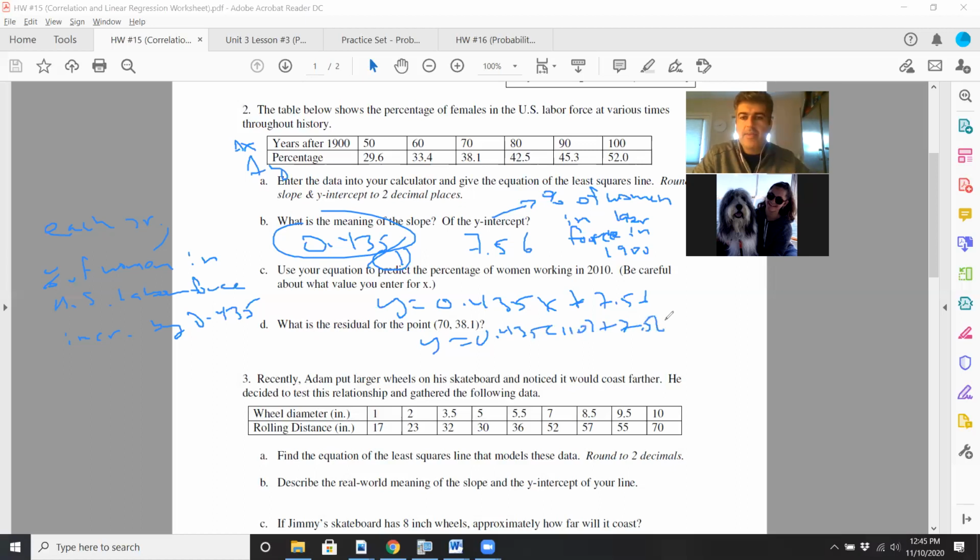And you just work that out, right? Not that hard. Use a calculator. 0.435 times 110 plus 7.56. So it looks like it'll be up to 55.41% in the year 2010.